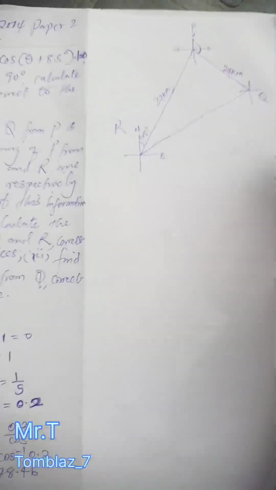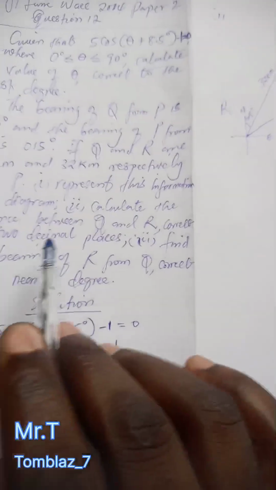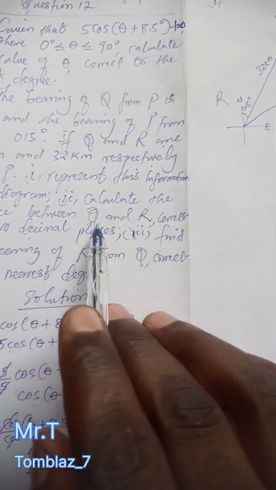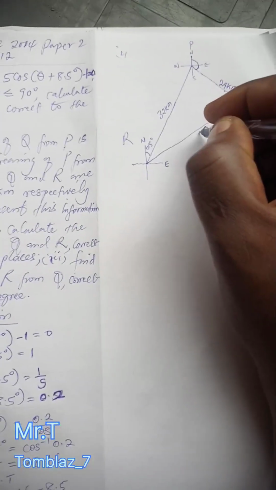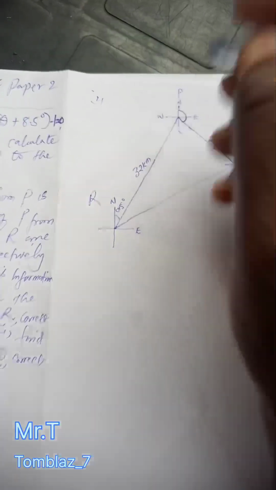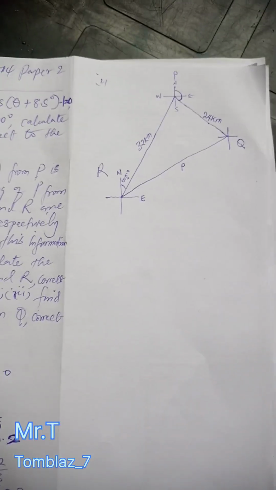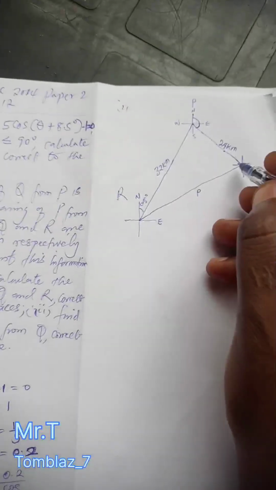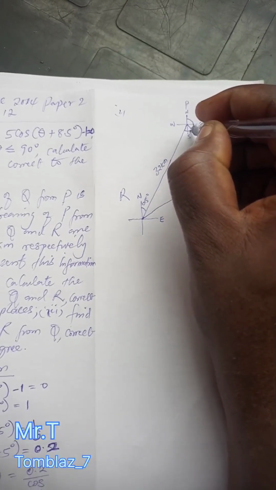Okay, so what do they also ask us to look for? They say we should represent, okay, we've answered I, so this is I. And then the next thing they say, we should calculate the distance between Q and R. Between Q and R. So this distance, we don't know it. And since it is opposite P, we can call it small letter p.